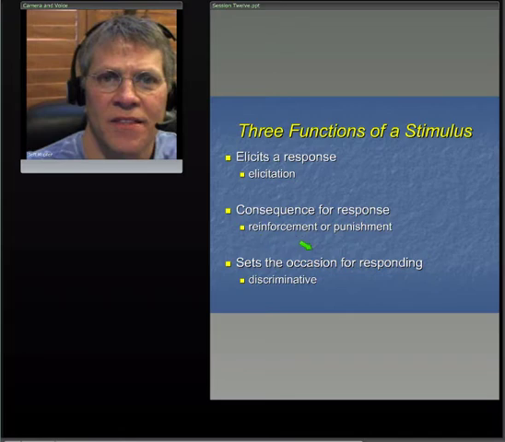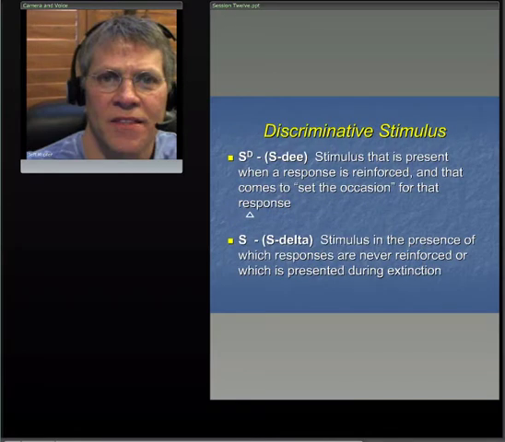We talk about these things as stimuli that set the occasion for effective responding, and we call these discriminative stimuli. And the definition of a discriminative stimulus, or what we abbreviate as SD, is that it's a stimulus that is present when a response is reinforced and that comes to set the occasion for that particular response.